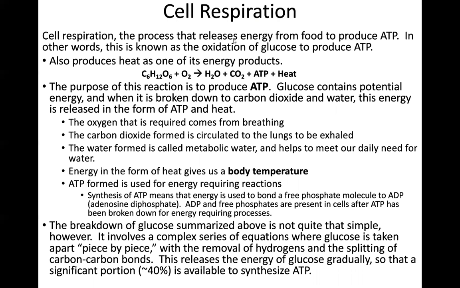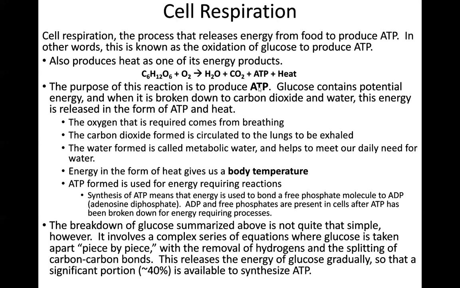Okay, this is the process that releases energy from food to produce ATP. In other words, this is known as the oxidation of glucose, once again, the stripping of its electrons in order to produce ATP. Now, ATP is a form of energy, but it's not the only form of energy that is produced as a result of this process. Another form, and we talked about this the other day, just like any other chemical reaction, this chemical reaction is going to result in the formation of heat. And the benefit of this is that the heat we produce is not just wasteful energy, it gives us our body temperature. But the real purpose of this reaction is to produce ATP.